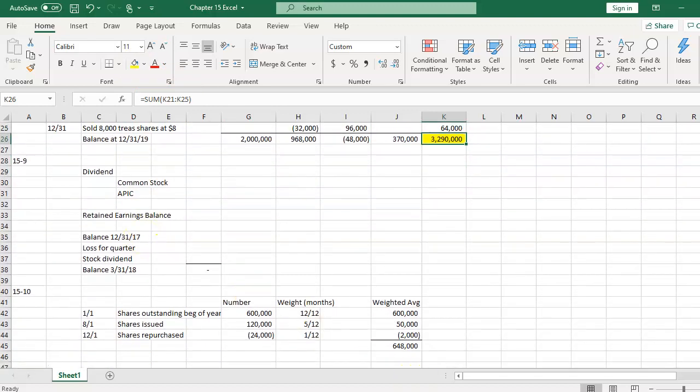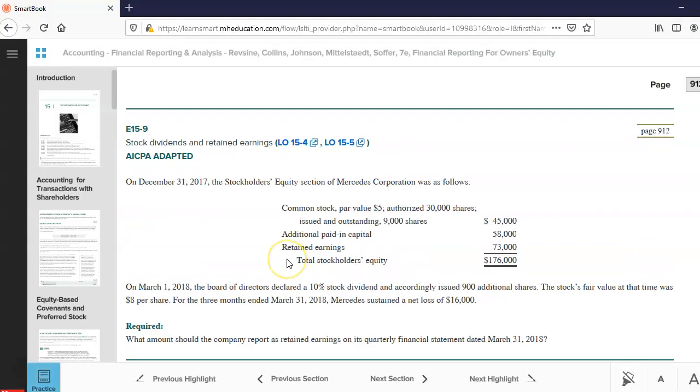Okay, then question 9. I started that one, but I didn't put in all the numbers. For question 9, December 31 of 17, the equity section of Mercedes Corp is as follows. So the usual common stock, additional paid in capital, and retained earnings. Par value is 5, 30,000 shares authorized, 9,000 shares issued and outstanding.